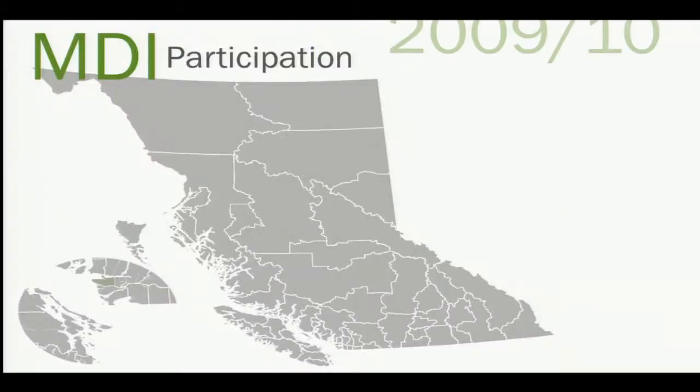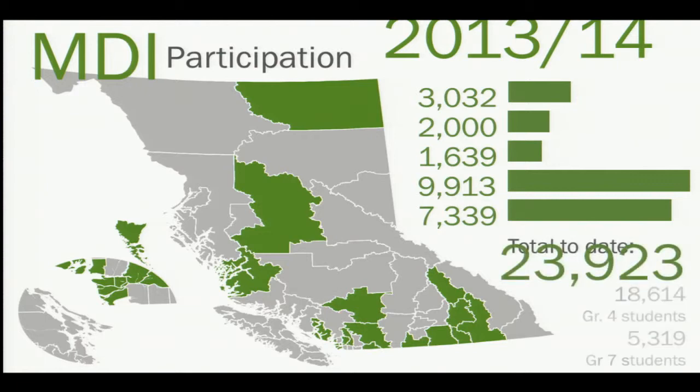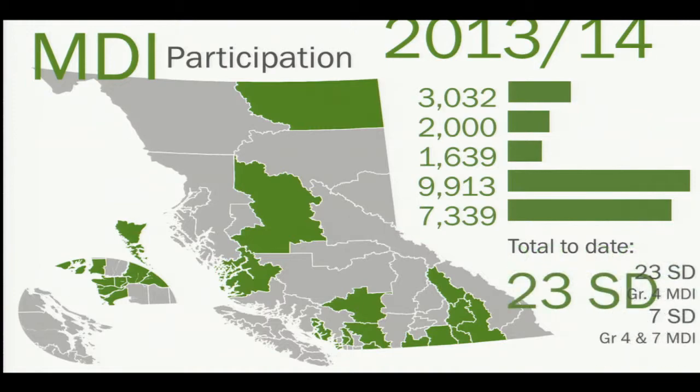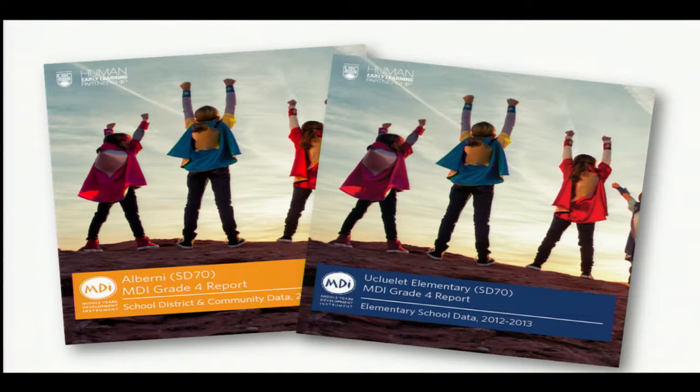And so to date in British Columbia, I'll just go through how it's been growing throughout the province, we have data on about 25,000 students in 23 school districts. We report the data in school. Every school district gets a school and community report. Remember, it's inside and outside of school. So they get a community report, along with each individual school that participates getting its own school report, but that's not shared publicly.